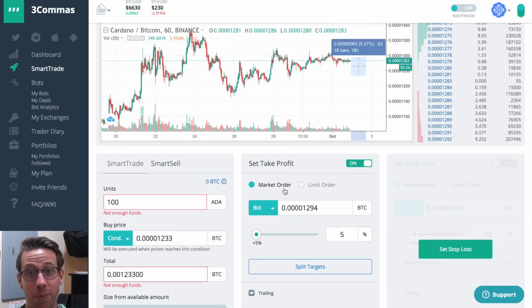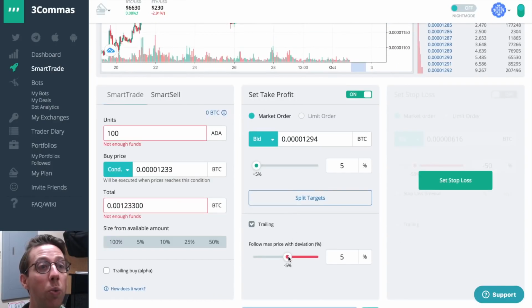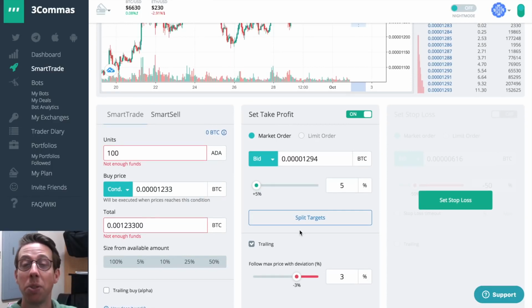It is awesome. You can decide what you want your trailing price to be. So I'll leave that up to you. I like to use anywhere between 1 and 3% personally, but it's up to you and it's up to what the chart's done. There's also an option here for splitting your targets.